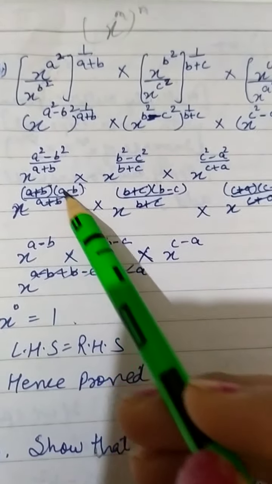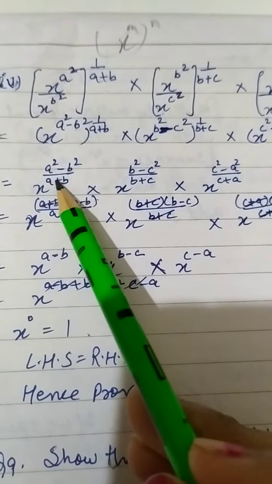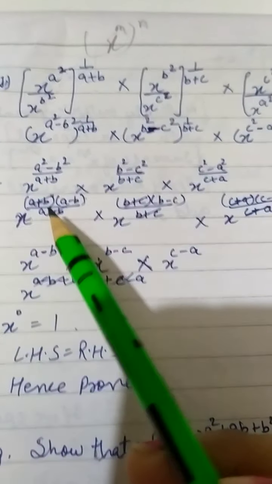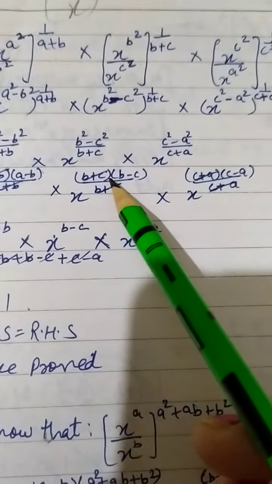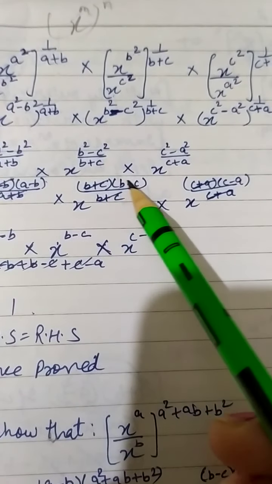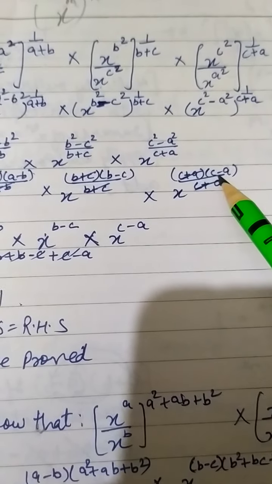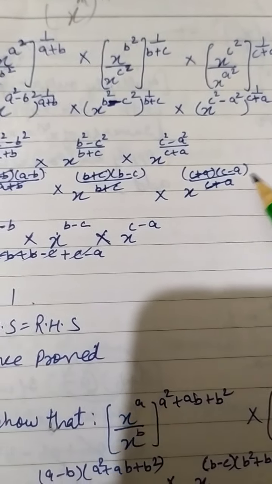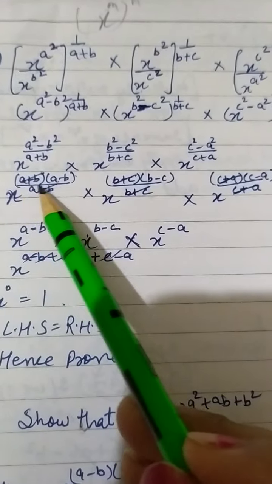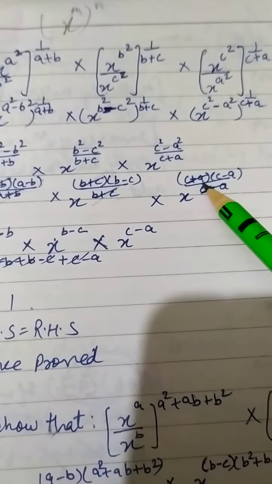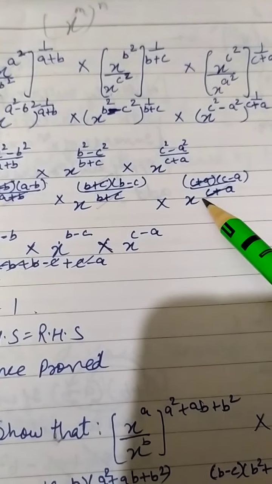So x to the power a plus b, a minus b. Can we write this as a square minus b square upon a plus b? Same, x square minus x to the power b plus c, b minus c upon b plus c, into x to the power c plus a, c minus a upon c plus a. Then this a plus b will be cancelled, this b plus c will be cancelled, and this c plus a will be cancelled.